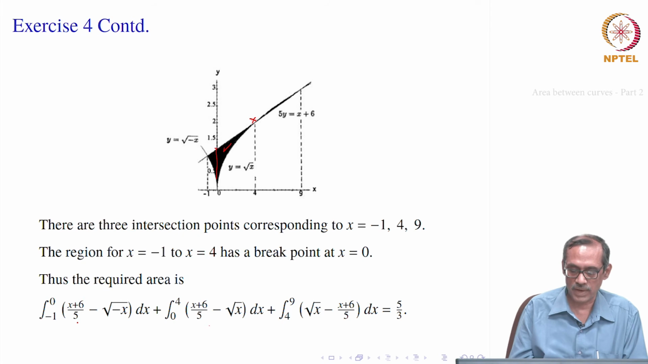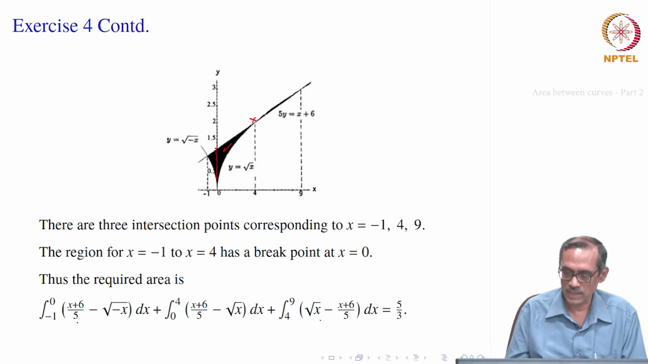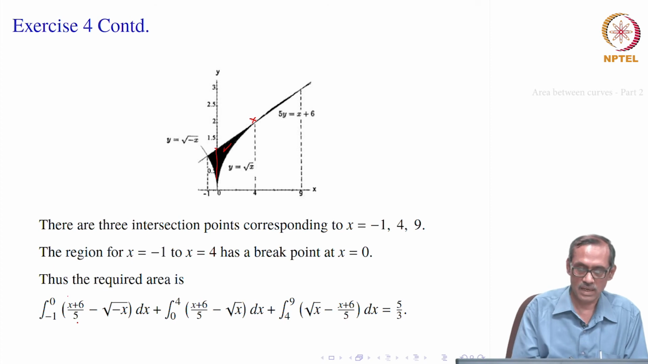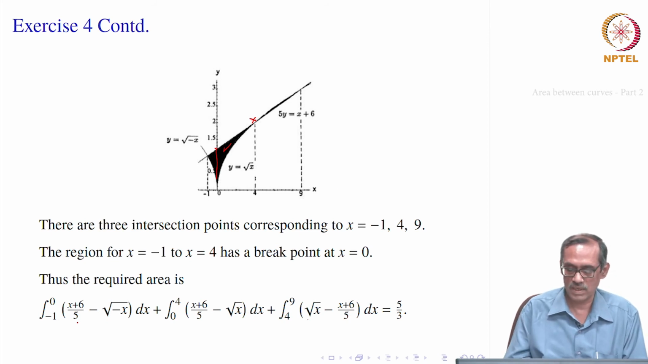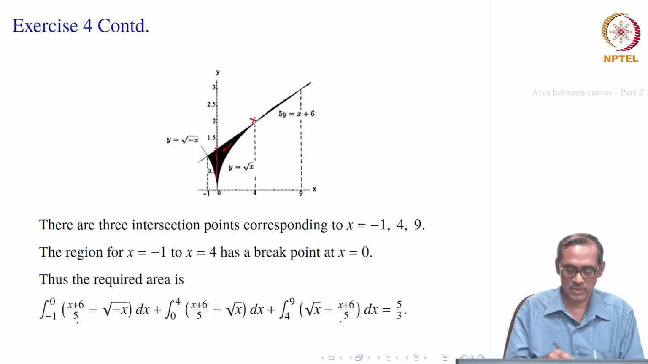So, (x plus 6) by 5 minus root x, and the other one, it is the straight line which comes below and the curve goes to the top of it. So, we have root x, x is positive. So, it is root x minus (x plus 6) by 5, that is the integral, and the limits, one is minus 1 to 0, next one is 0 to 4, next one is 4 to 9. That is how we got the area to be written as sum of these 3 integrals. Now, if you integrate them and continue, simplification gives that the area is really 5 divided by 3.